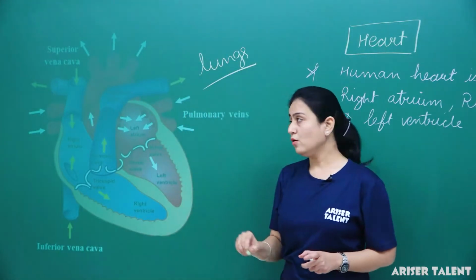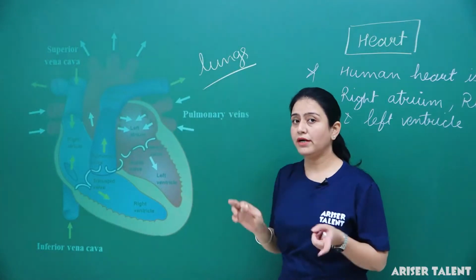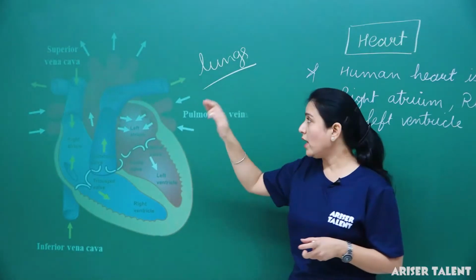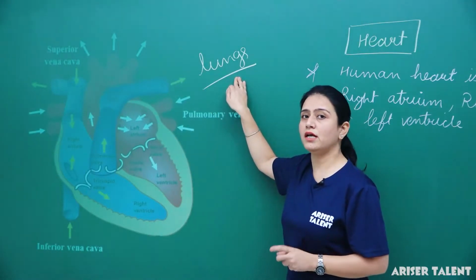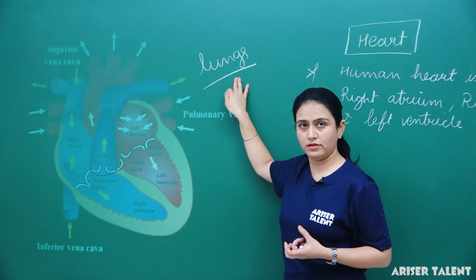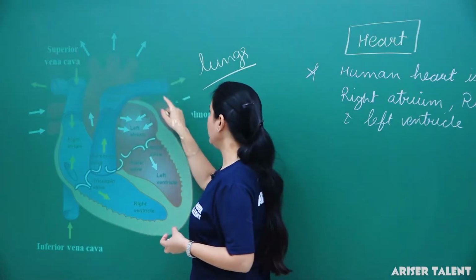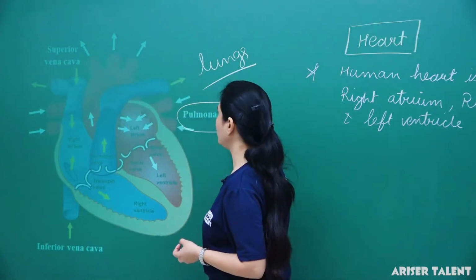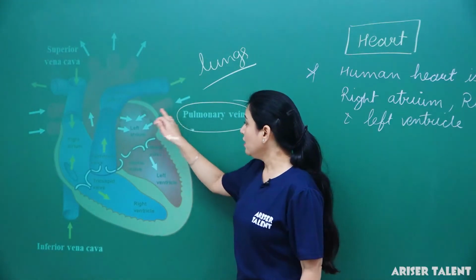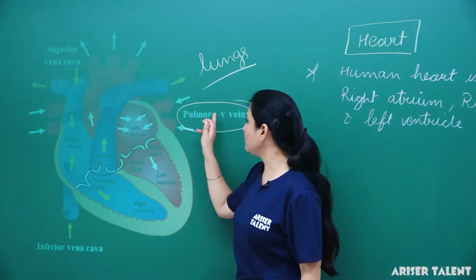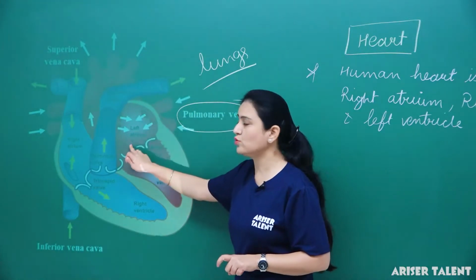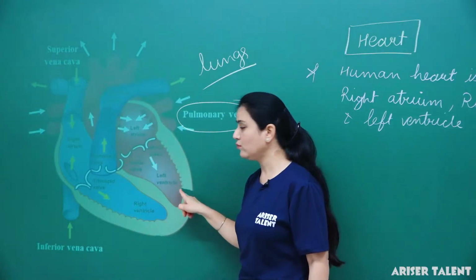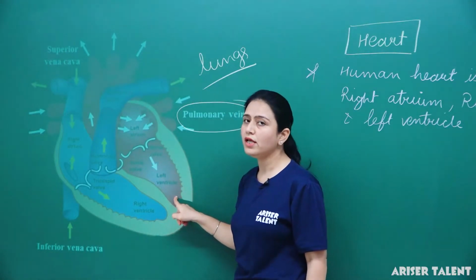Now here in the lungs, the blood which reaches the lungs is deoxygenated, but when the deoxygenated blood reaches the lungs, it picks up oxygen. Then from here it comes to the left atrium through the pulmonary veins. Through the pulmonary veins, oxygenated blood enters the left atrium. Now from the left atrium through this valve, oxygenated blood enters the left ventricle.